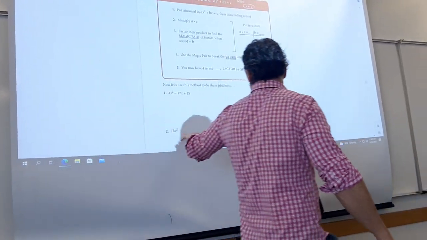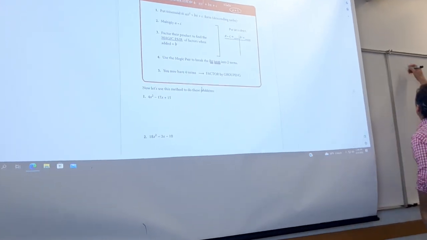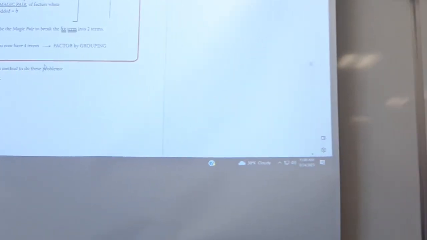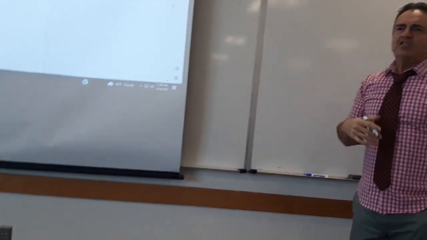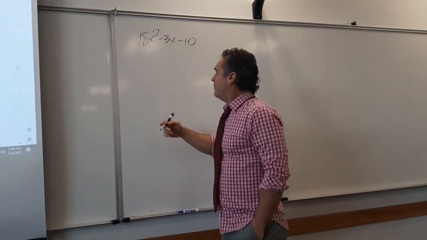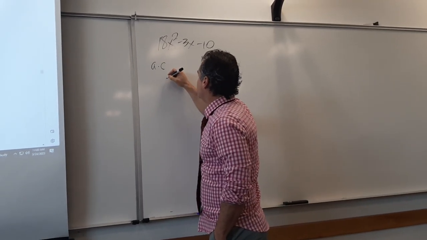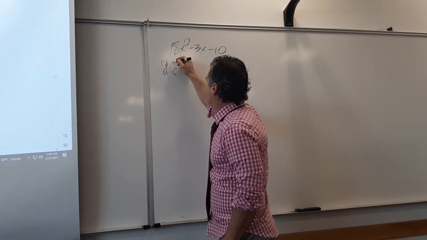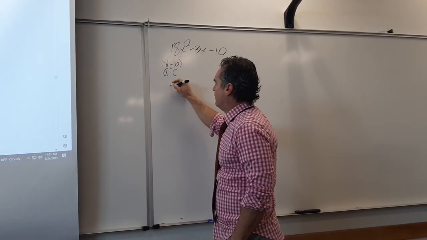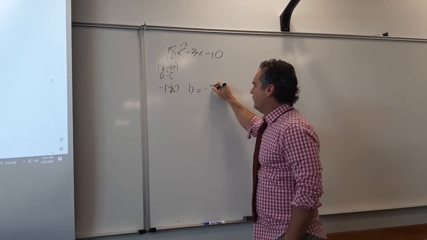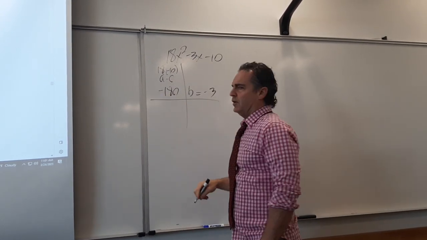Read it to me. I need you guys to read 18x squared what? Minus 3x minus 10? All right. So, let's do this together. Okay? We check for a common factor. We don't have one. We take a times c. What is a times c? What's a and c? 18 and what? Negative 10. Make sure you got the negative there. That makes negative 180. What does b equal? Negative 3. All right? You with me here?